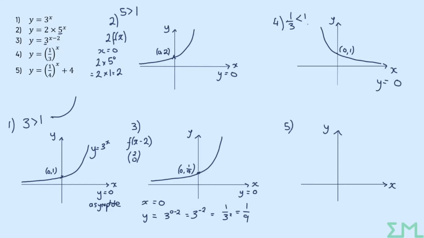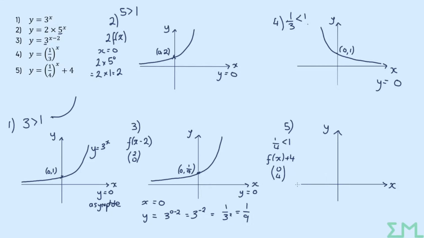Okay, last one, question 5. Got two things going on here. We've got the fact that our base number is less than 1, so it's going to have the same shape as the last one. But then we've also got this plus 4. So we've got a transformation outside the function of plus 4. That's going to be a translation again of 0 and 4 this time because it's outside the function, so it's affecting y values. So something a little bit more interesting happening here in that we need to redraw our asymptote because it has moved as well, because it's the y values being affected.